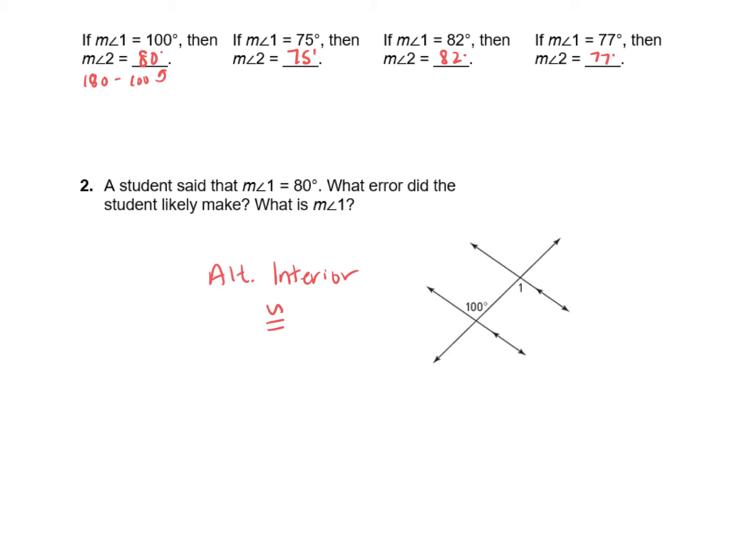What this student did is they thought they would be supplementary. If this is 100, they said that's 80 degrees because 100 plus 80 is 180. But alternate interior angles are not supplementary, they are congruent. So the measure of angle 1 is going to be 100 degrees.